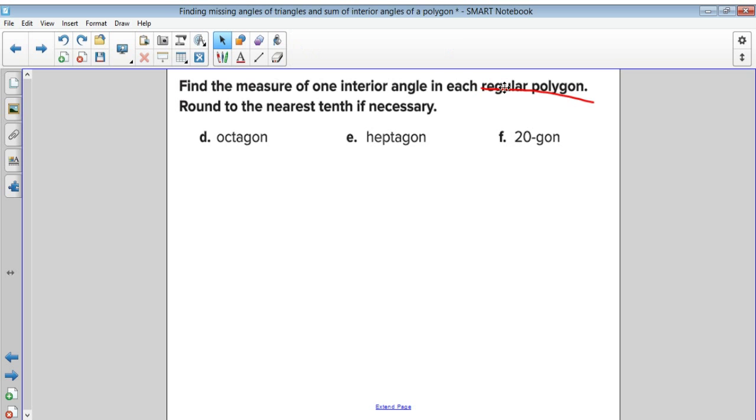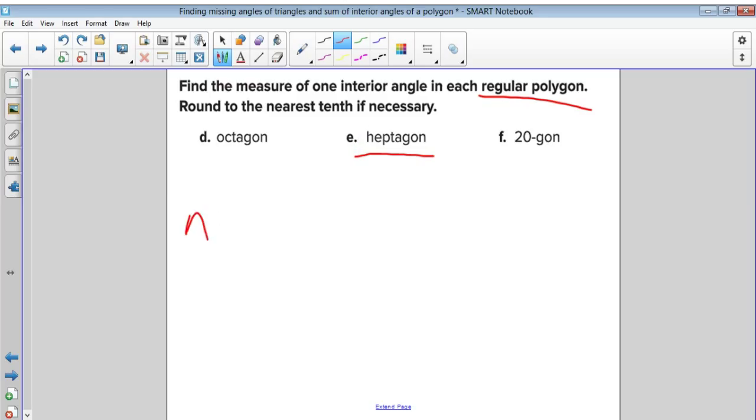Okay, you'll just mimic what we've just done using that equation, n minus 2 times 180 over n, where n is the number of sides. Sometimes students don't know the vocabulary for the polygons. You do need to know that a heptagon is 7 sides. You should know up to a 13-gon.